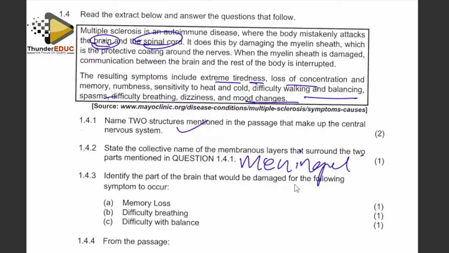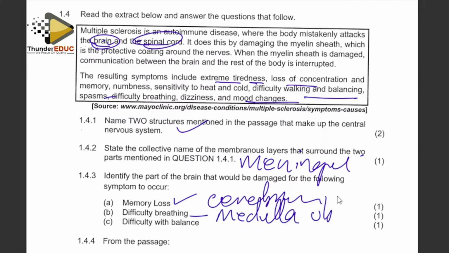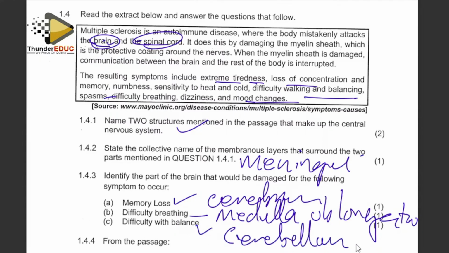Next question: identify the part of the brain that would be damaged when the symptom occurs. Memory loss, remember, that is the cerebrum. Difficulty in breathing, that is an involuntary action, that is the medulla oblongata. Then they're saying difficulty in balance is the cerebellum. Done. You got all the marks. All right, we continue. Meninges, correct.